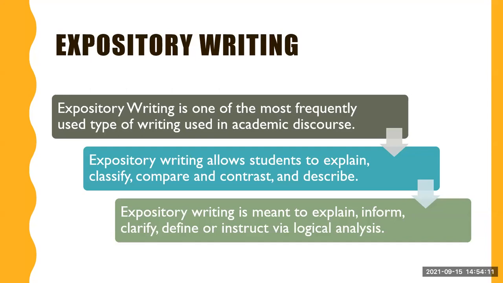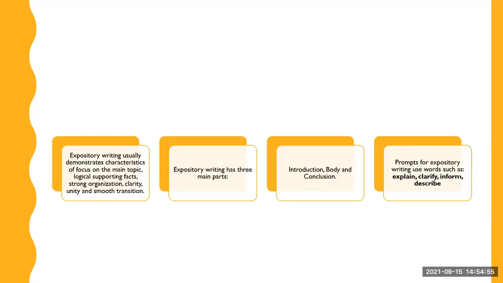What expository writing allows you to do is write in such a way where you can explain a concept, you can classify it, you can compare, you can contrast, you can describe, and it is really geared towards allowing you to explain, inform, clarify, define, or instruct via a logical analysis, which pretty much just means that you're giving a process analysis, meaning that you're allowing the reader to get a step-by-step look at what a process entails. But we'll look at those in detail later on.